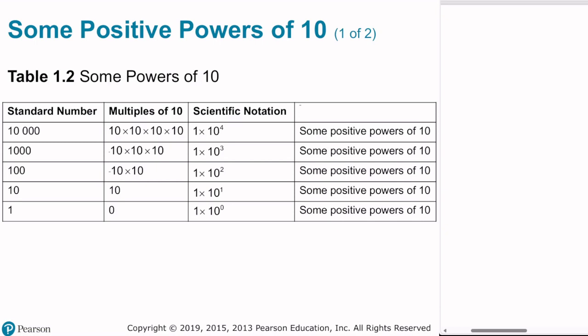So notice that this is the number that we would have to move the decimal place. So 1 could be expressed as 1 times 10 to the 0. We don't move the decimal place. 1 times 10 to the first, we're moving the decimal point 1 time, 10 to the first. 1 times 10 to the second, we're moving the decimal point 2 times, 10 to the second. 1 times 10 to the third, we're moving the decimal point 3 times, 10 to the third. And 1 times 10 to the fourth, we're moving the decimal point 4 times, 10 to the fourth.